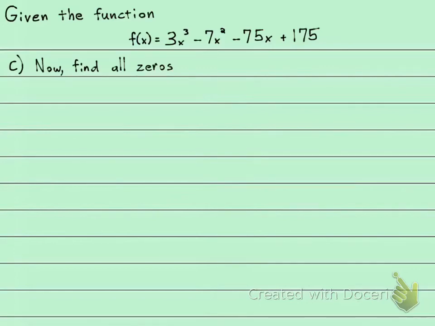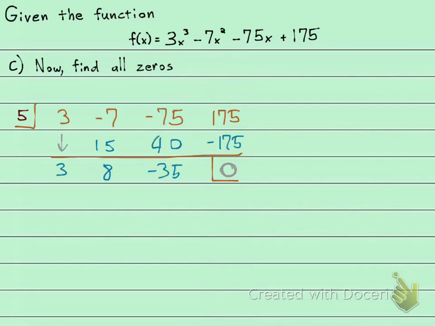Now for the third part of this problem, we're going to find all of the zeros. So in the last part, we found that 5 was one of the zeros. Okay, and now what we have, if 5 is a zero, we have a factor of x minus 5, right? Because plugging in the 5 there would give you a 0.